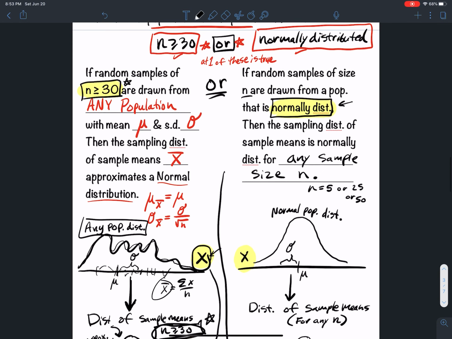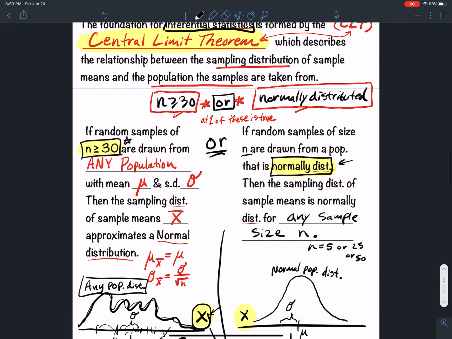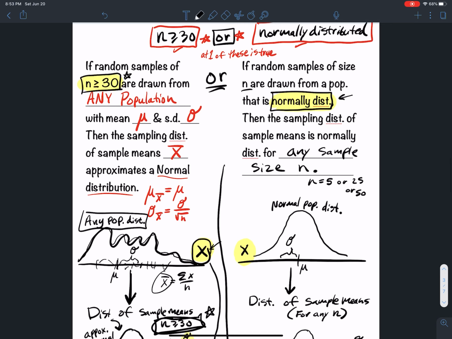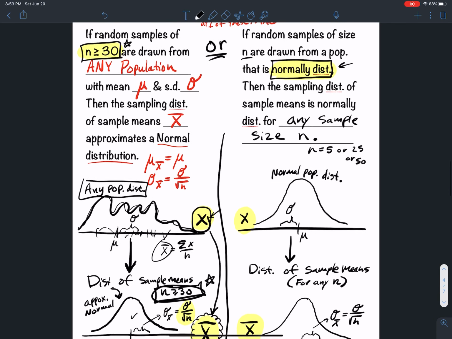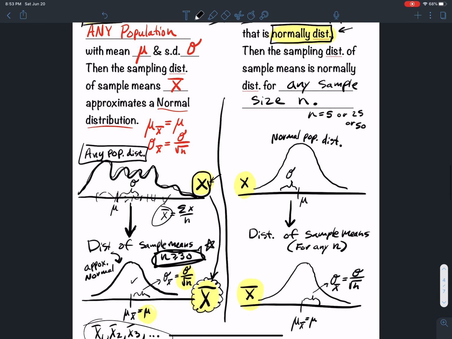This is the engine that drives inferential statistics. Without the central limit theorem, you would not have any of the statistics that we have today. So this is probably the most important theorem of the entire class.